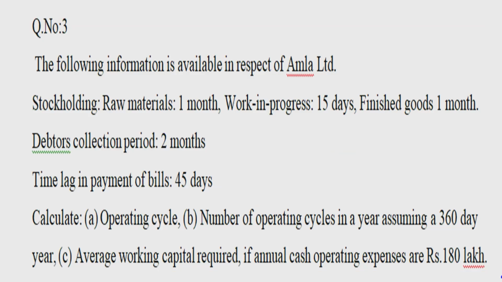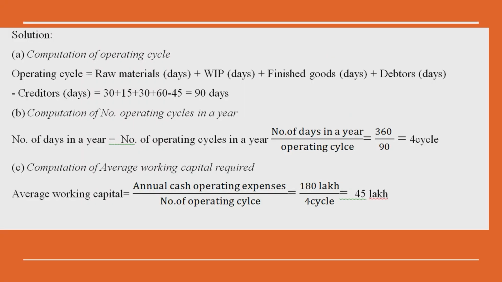Next, they have asked you to find out the number of operating cycles in a year, assuming a 360-day year. The formula is number of days in a year divided by operating cycle. So, number of days here we have to assume 360 days, divided by operating cycle. Now, we have calculated 90 days. So, 360 divided by 90, you will get 4 cycles.